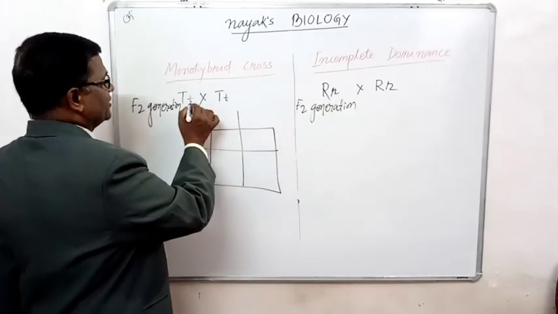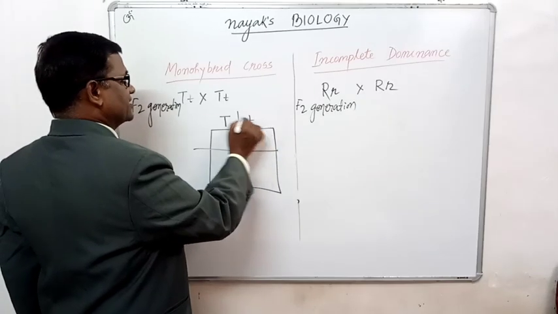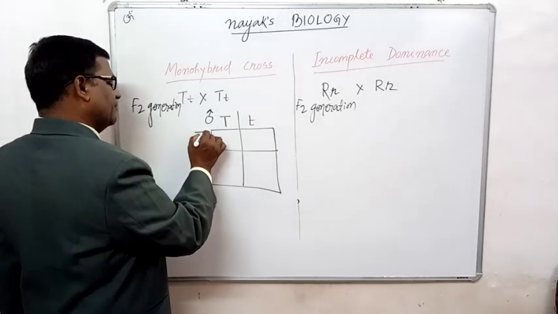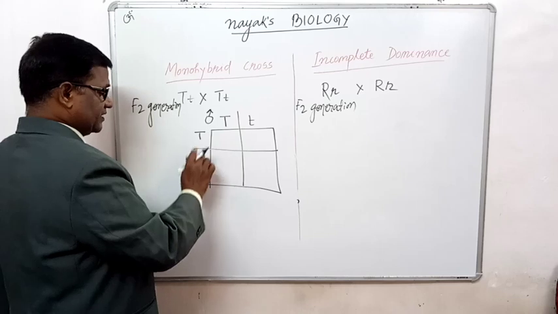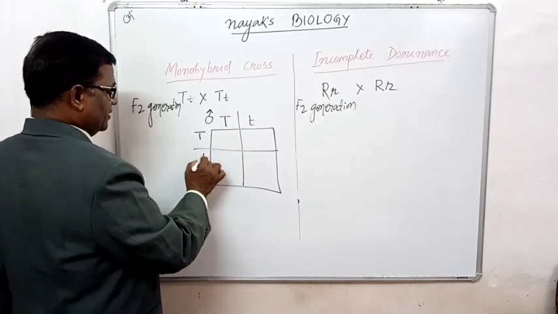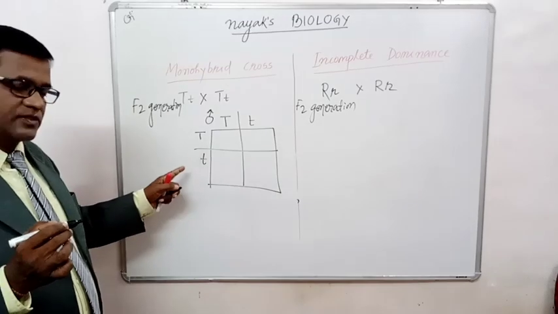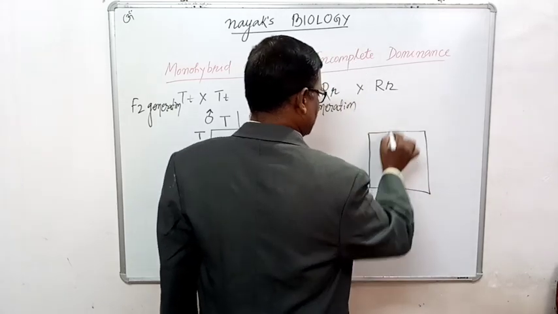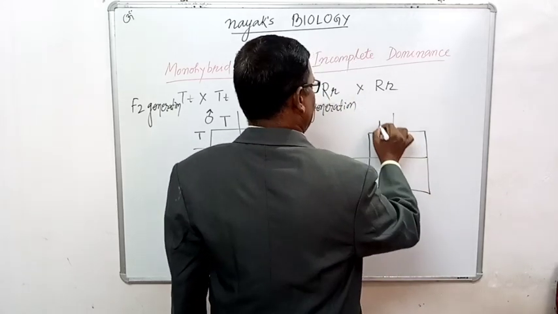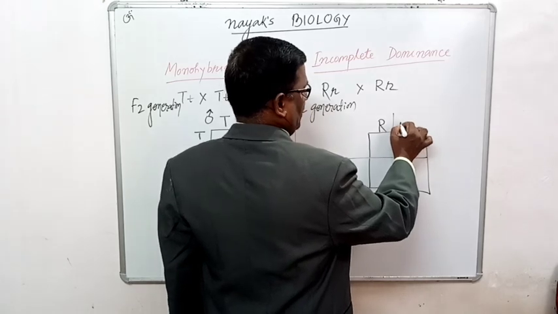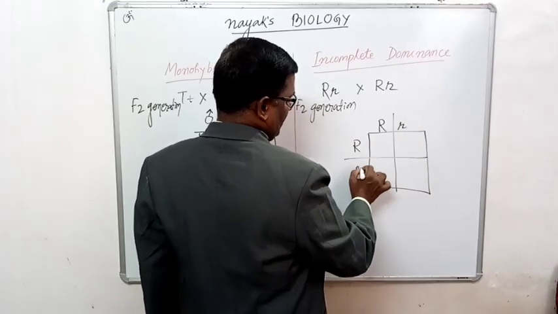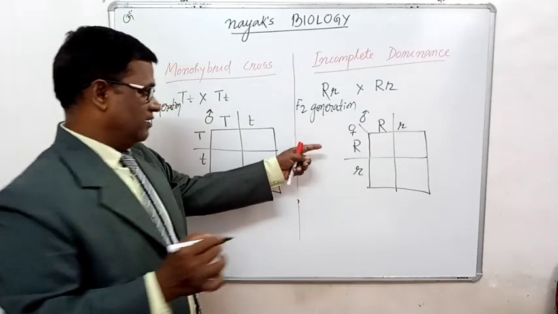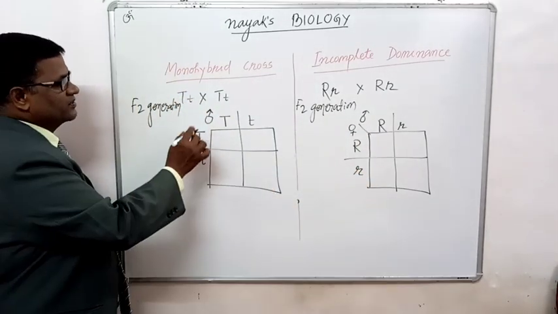There are two gametes, capital T and small t. Consider it a male, so we make a sign here for the male. For the female we have the same gametes, capital T, small t. Without changing anything, you make a box like this. For the incomplete dominance, the gametes are different: capital R, small r, capital R, small r, considered male and female. Here also the same. Now we simply cross them.